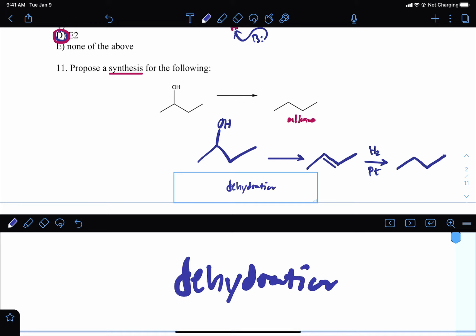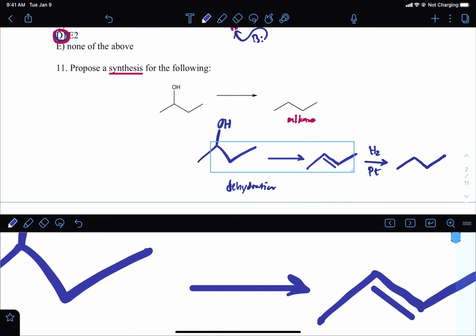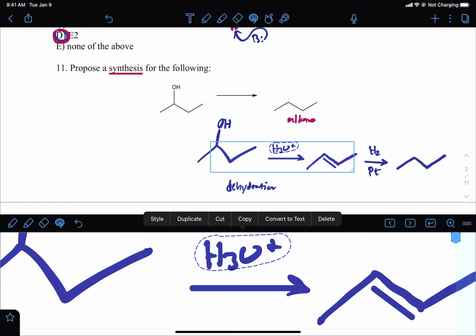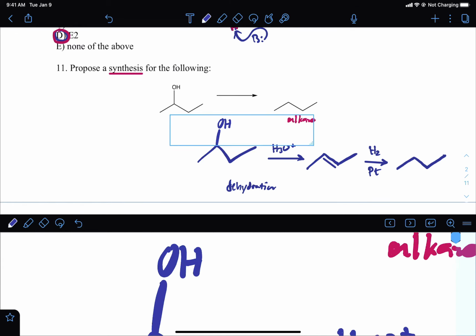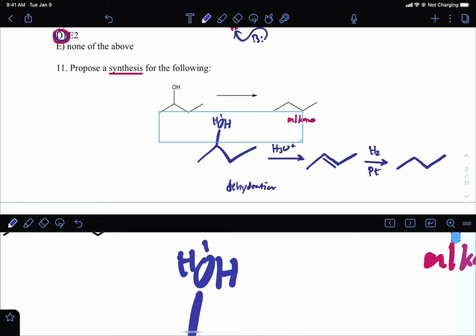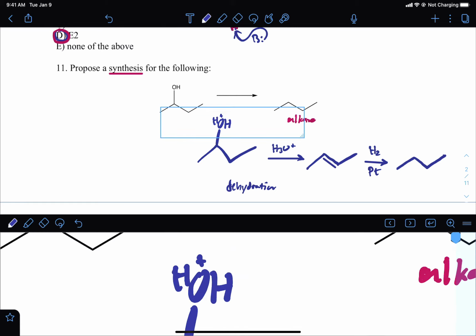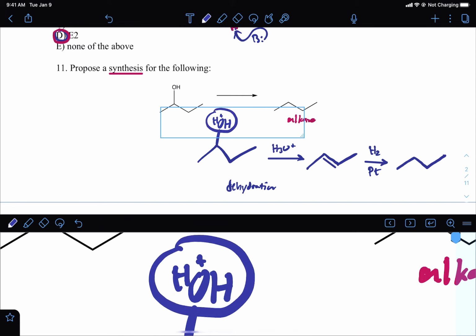Where you first convert the alcohol into water using acid. Actually, it's not really two steps. So we use acid, H3O+. That converts the alcohol into water, and then water acts as the leaving group. So this is like our leaving group.